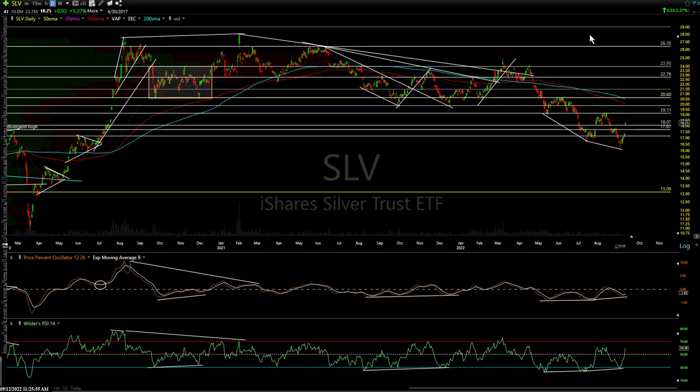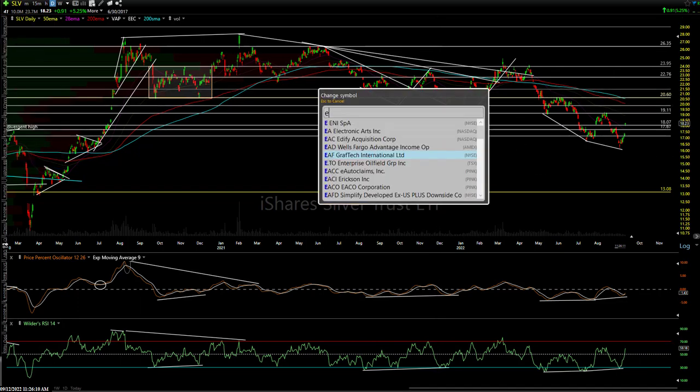Silver, same thing. Positive divergence, aka bullish divergence there. Been building for a while now. And like I said, gold's moving up, so silver's moving up even more. Up again, 5.25% today.